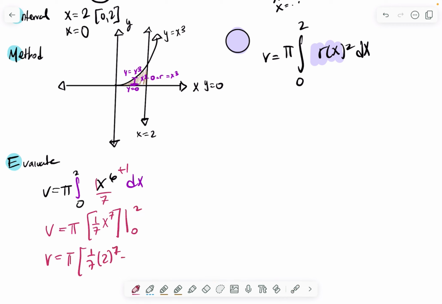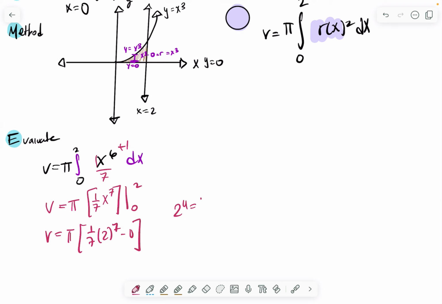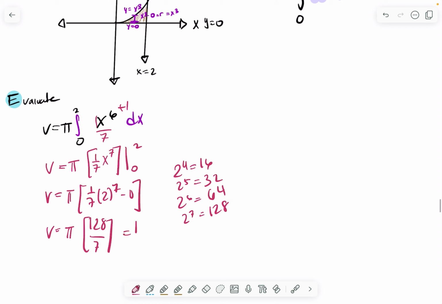So 2 to the 7th minus, well, this whole thing becomes 0. I know 2 to the 4th is 16, and 2 to the 7th is 128, so that's going to be 128 divided by 7. That's being multiplied by pi, and so this becomes 128 pi over 7 cubic units because we're dealing with volume, and that is your answer.